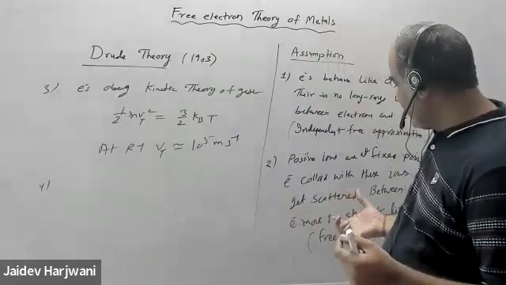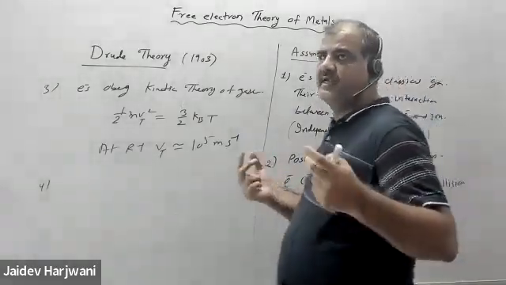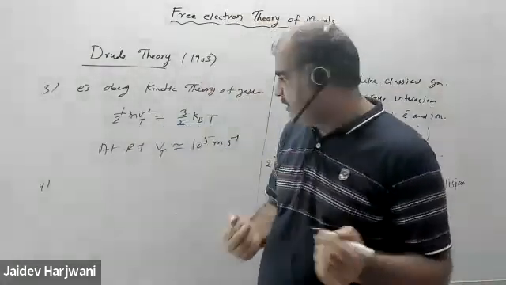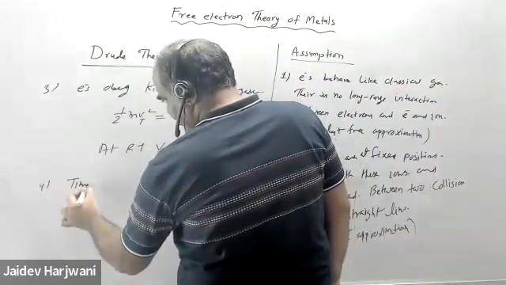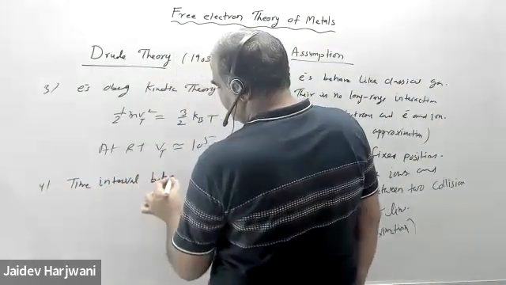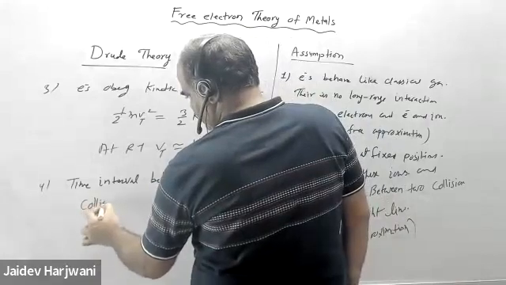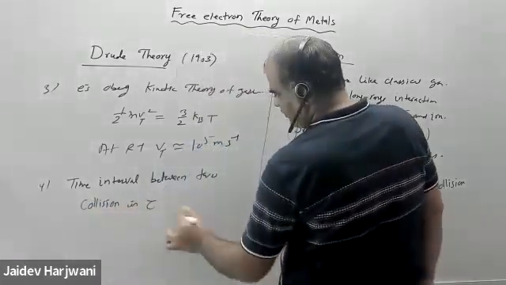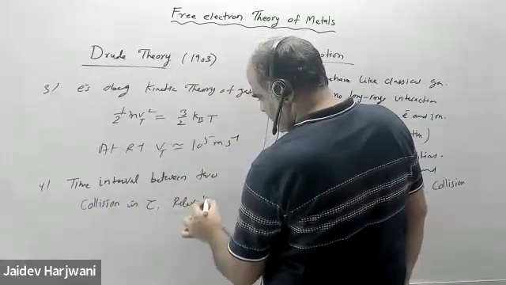And the electron gets scattered only after the relaxation time. The time interval between two collisions is called the relaxation time. So you can write the time interval between two collisions is tau, and tau is the relaxation time.